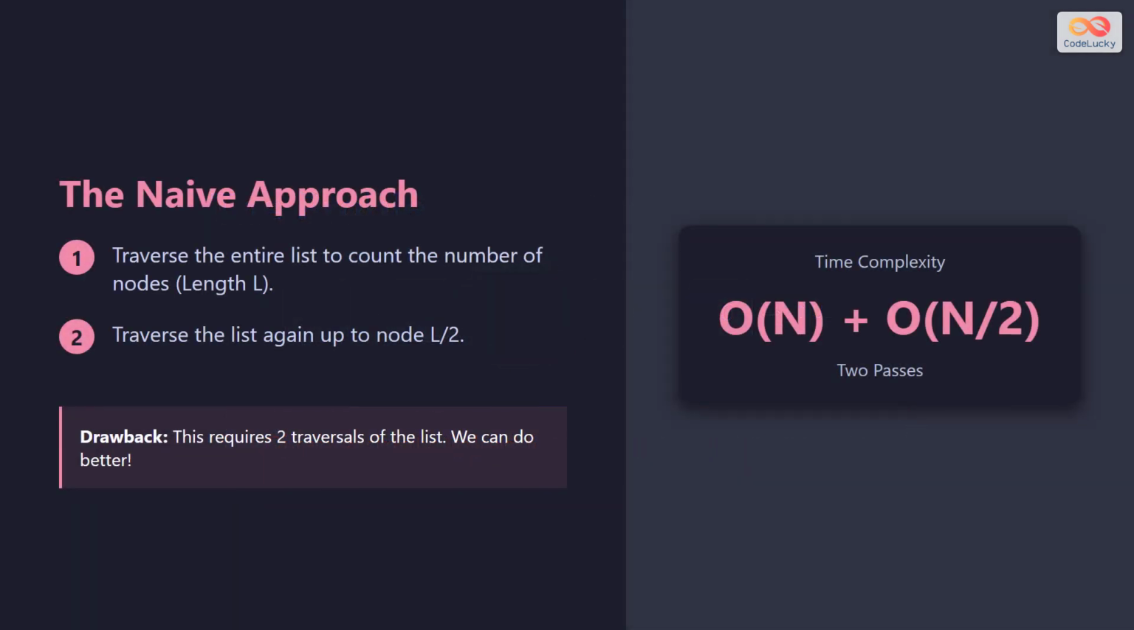A common first thought is to count the nodes. You might traverse the entire list to find the length, say L, then you traverse again to the node at position L divided by 2. While this works, it requires 2 passes over the data. In an interview, we can do better.